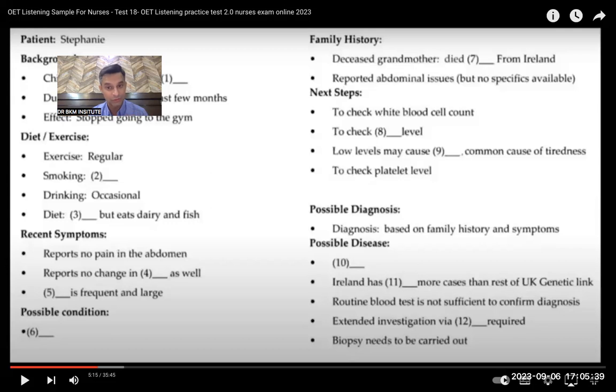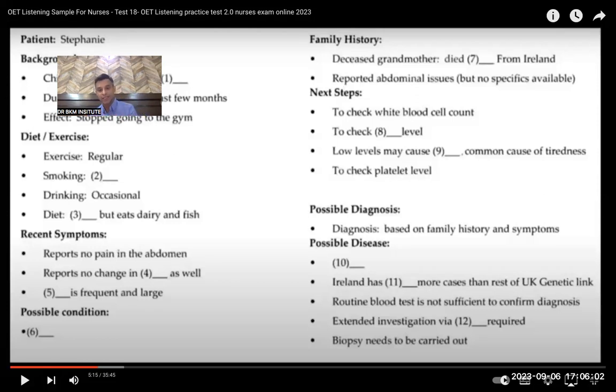For the next question, I am sure it should be hemoglobin level. Then hemoglobin spelling, HAEMOGLOBIN. So all these things I should know. Then low levels may cause anemia, ANAEMIA. So this I should know. Some countries also write anemia as ANEMIA. So both will be considered correct.